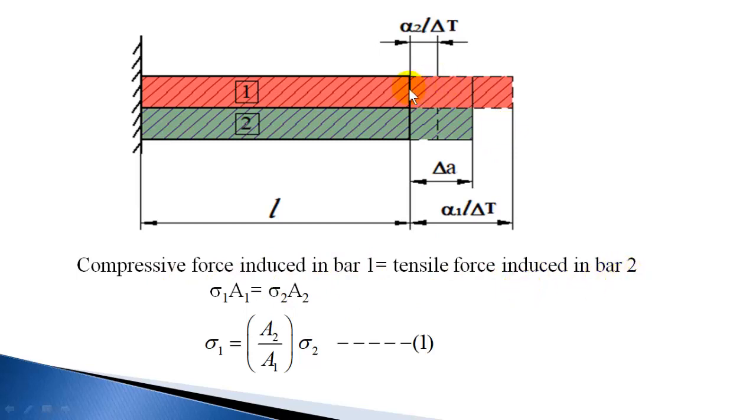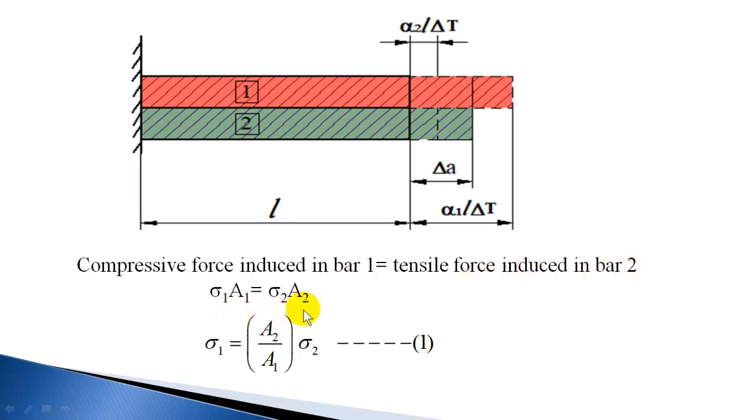If you assume a stress of sigma 1 in bar 1 and area of cross section of bar 1 is A1, sigma 1 A1 will give the compressive force in bar 1, and the tensile force in bar 2 is the stress induced in bar 2 into its area. So sigma 1 A1 is equal to sigma 2 A2. These are only magnitudes I equated. They are of opposite sign, but magnitudes are equal. The magnitude of compressive force induced in 1 is equal to the magnitude of tensile force induced in bar 2.